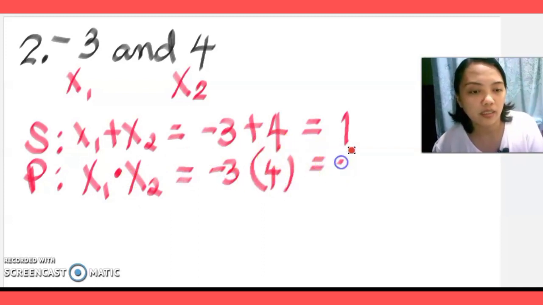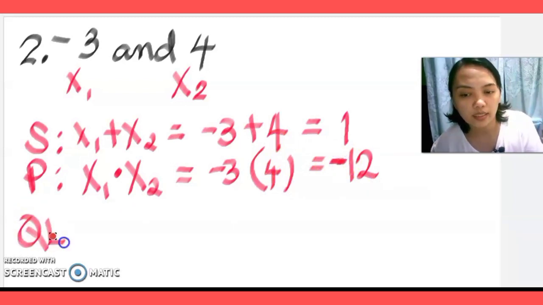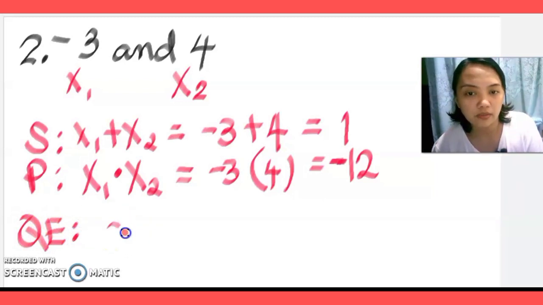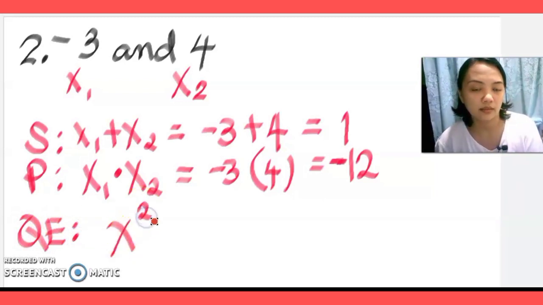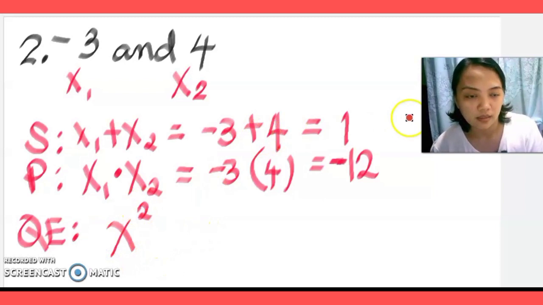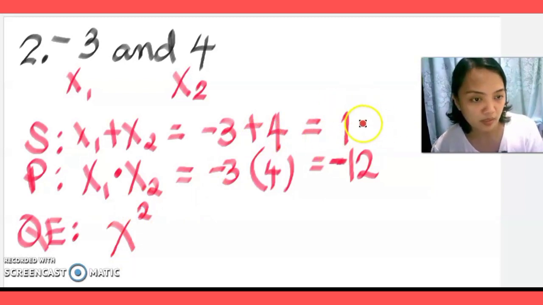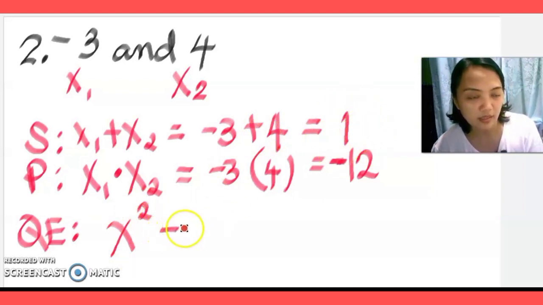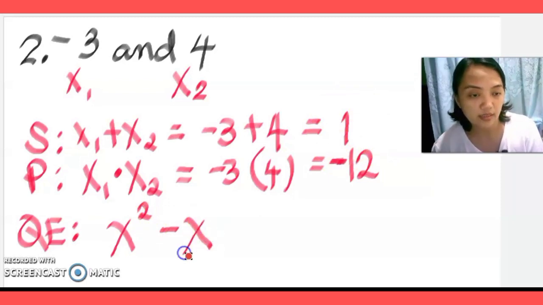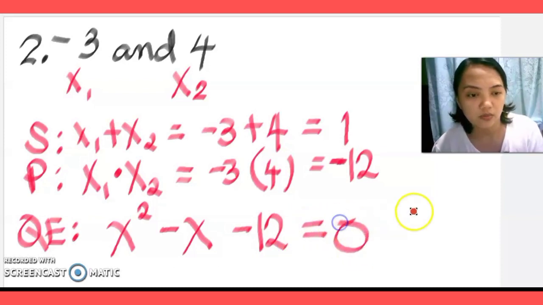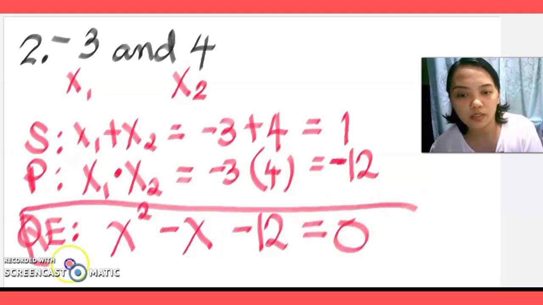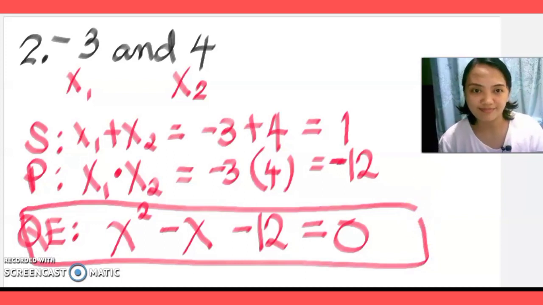We have negative 12. So, if we are going to write the quadratic equation using the formula, we have x squared. And then, yung sum natin is positive 1, so ang mangyayari, magiging negative 1x. Tama? And then, as is lang yung product, so minus 12 equals 0. So, this is our quadratic equation.